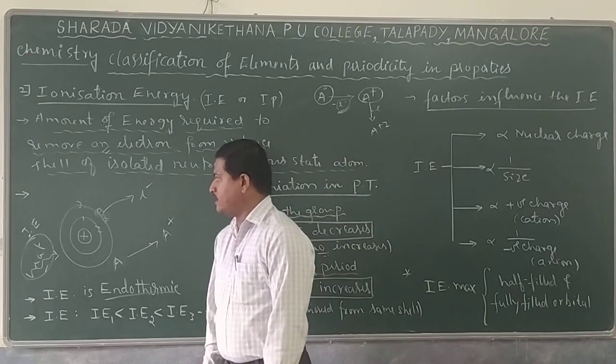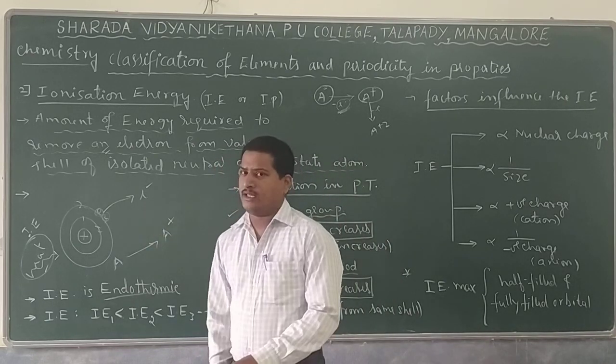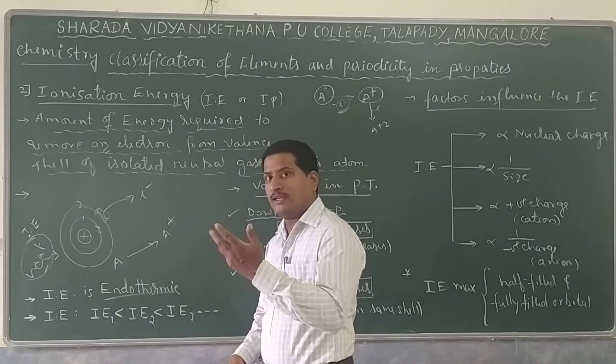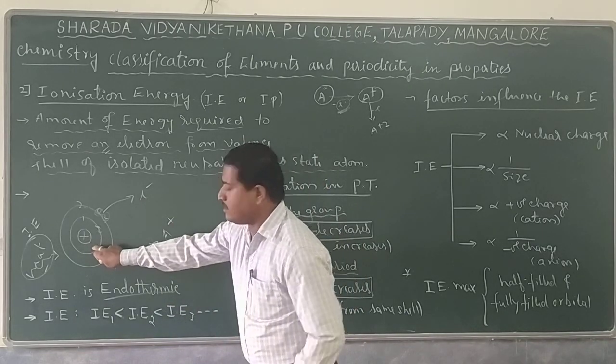And here the question arises whether only one electron is removed at a time. Yes, at a time one electron is removed. But if you want to remove another electron, from atom A it is not possible.